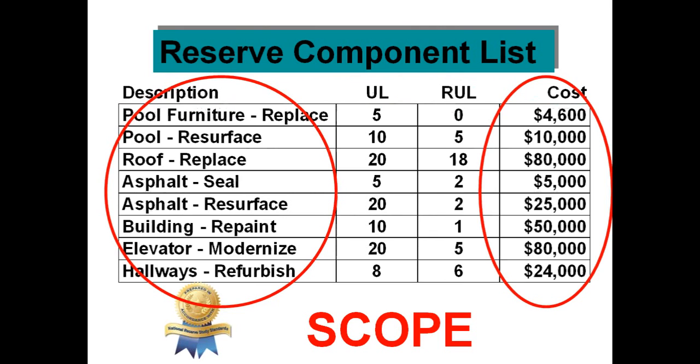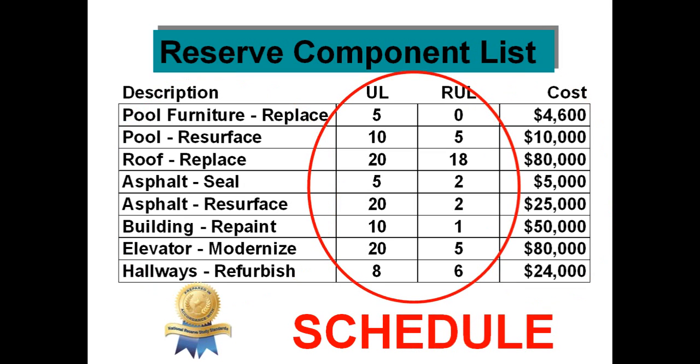Now, the reserve component list defines the projects that are going to be accomplished with reserves, which is the scope of your reserves. And the scope of your reserve projects are the list of projects and the cost. Which projects are they, and how big are they going to be? And the other thing you're going to get from the component list is the schedule. The combination of useful life and remaining useful life defines a schedule of exactly when these expenses are projected to happen in the future.